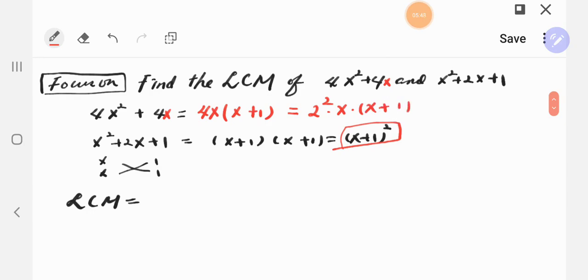So from this, the LCM is the product of each factor that has the largest exponent. So 2 squared, and x is the only one, so select that. Then we have a factor x plus 1 in one, and x plus 1 squared in the other. The x plus 1 squared has the largest exponent, so we select that. So the LCM is the product of 2 squared, which is 4, times x, times x plus 1 squared. So that is the LCM.